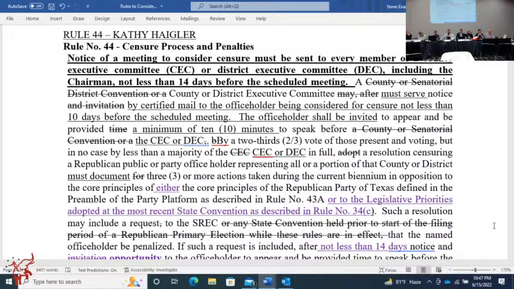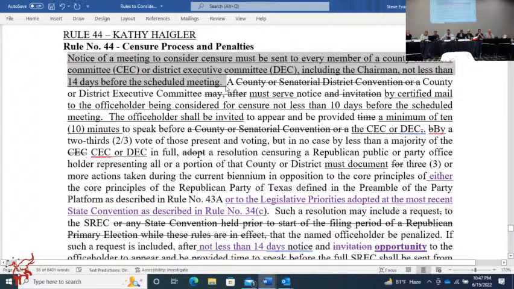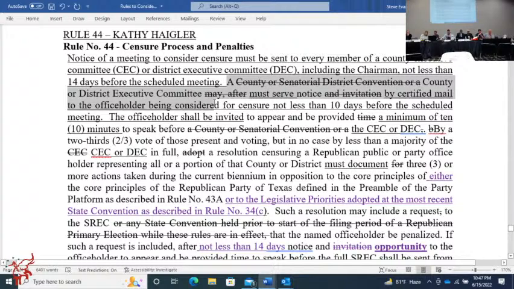Okay. All in favor of adopting the bold language, signify by saying aye. Aye. All opposed, nay. The ayes have it. The language is adopted. Chair recognizes Kathy Hagler for her next amendment. So the next sentence says I'm removing county or senatorial district convention and then going to where a county or district executive committee must serve notice to the officeholder by certified mail no less than 14 days before the scheduled meeting. Is there a second?